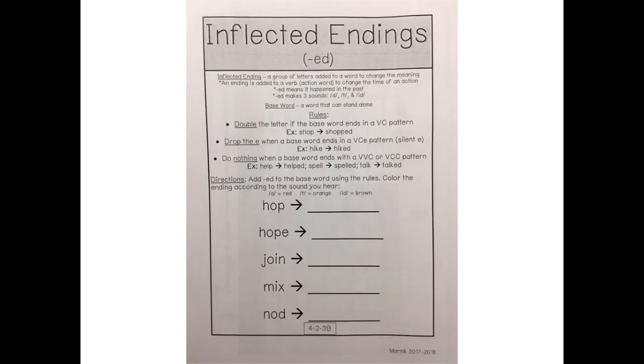Okay, we are moving on to inflected endings, but instead of focusing on ing this time, we are focusing on ed. Our rules don't change at all. They're exactly the same. We're going to double if we see a VC pattern. We're going to drop the E if we see a VCE pattern. And we're going to do nothing if we see either vowel consonant or vowel consonant consonant. The only thing that is changing is that instead of adding ing, I'm switching my inflected ending to ed. Just like we talked about that ing means it's happening right now, ed means it happened in the past.